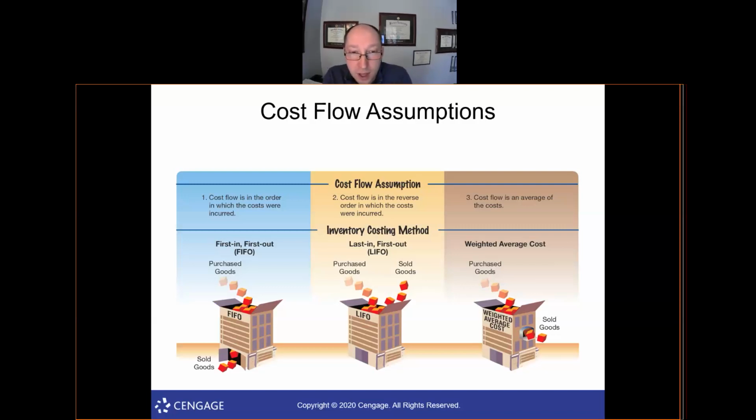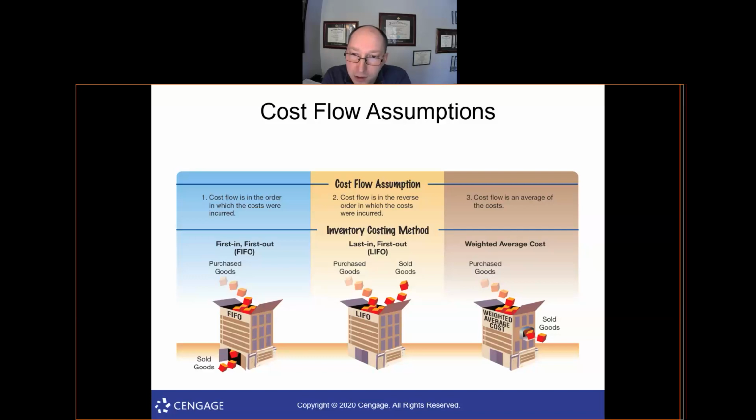Second one is last in, first out. Last in, first out is the reverse order. The last one is the one I'm going to sell first. That's last in, first out. An example company that uses this would be a retailer like Macy's, Amazon, Best Buy. The reason for this is because those goods are not perishable. They don't expire, right? A TV doesn't expire. Headphones don't expire. A t-shirt does not expire. So because they don't expire, they use the last in, first out method.